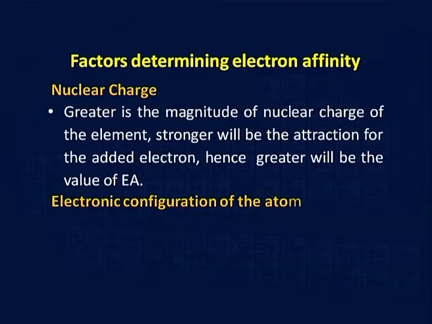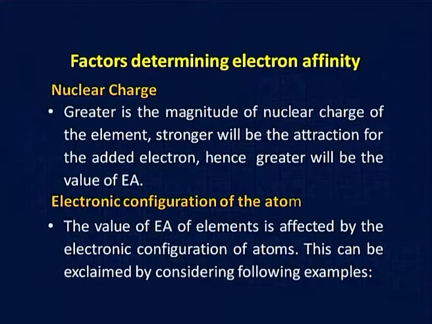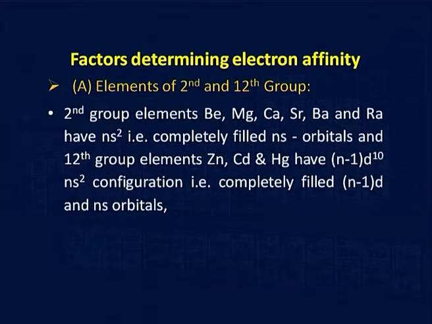Then it also depends on the electronic configuration of the atom. The value of electron affinity of elements is affected by the electronic configuration of the atoms. We can explain this by considering the following examples. Now, if we see the elements of the second group, or 12th group: the second group elements are beryllium, magnesium, calcium, strontium, barium and radium, and these elements have ns2 electronic configuration, that is, their outermost shell is completely filled with 2 electrons in the valence shell.